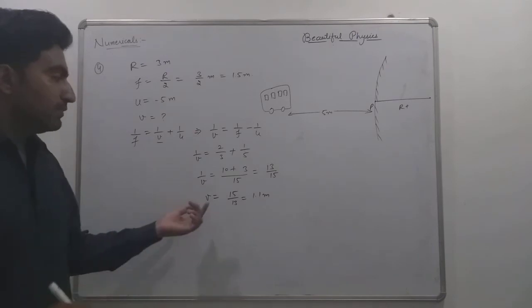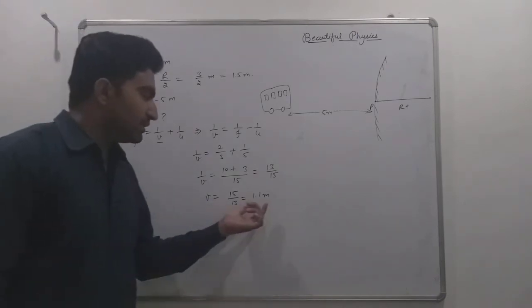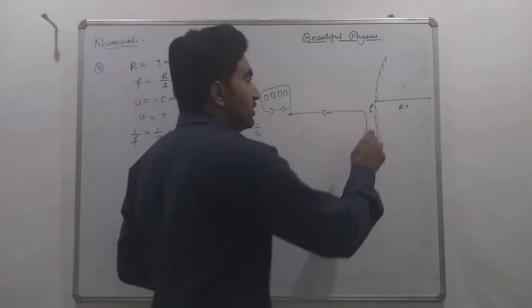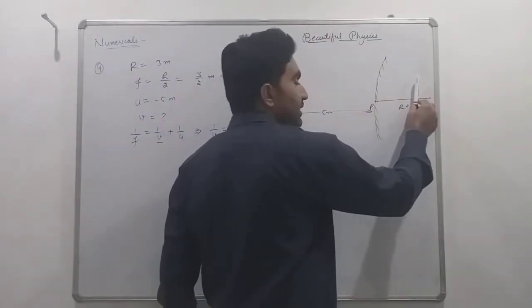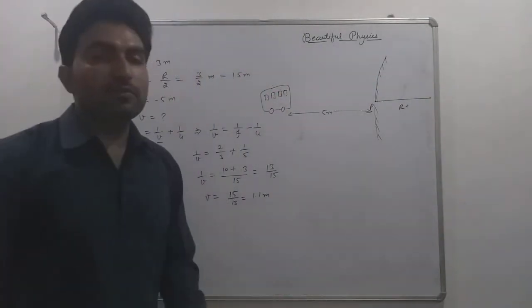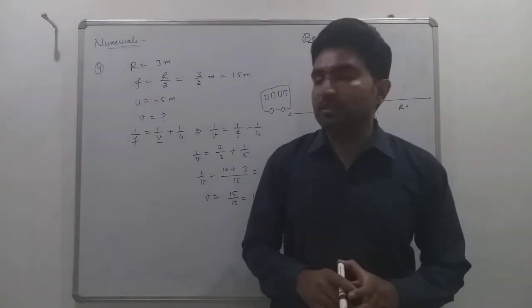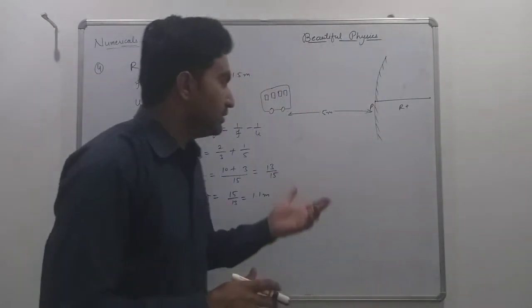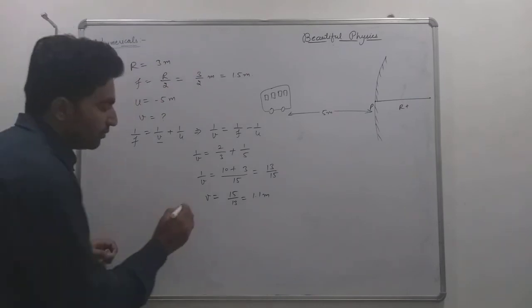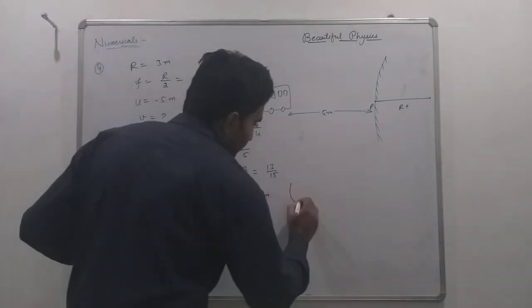1.1 meter. As we can see, the image distance is positive. Image distance is positive means the image is formed behind the mirror. An image formed behind the mirror will always be virtual. So the image formed by the convex mirror here is a virtual image. Here is the position, and the nature will be virtual.